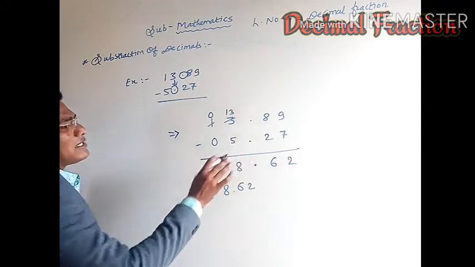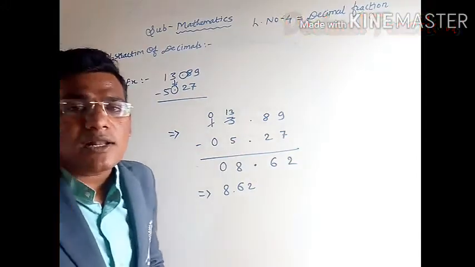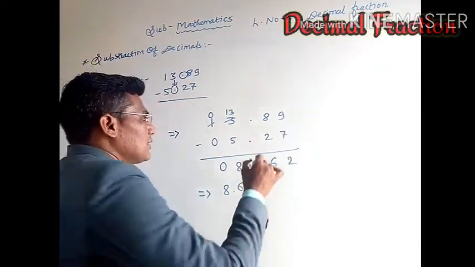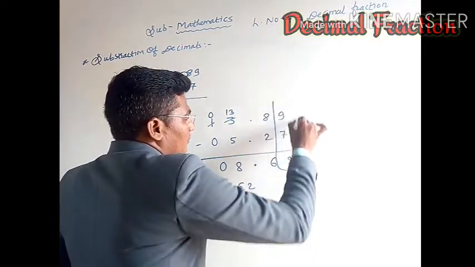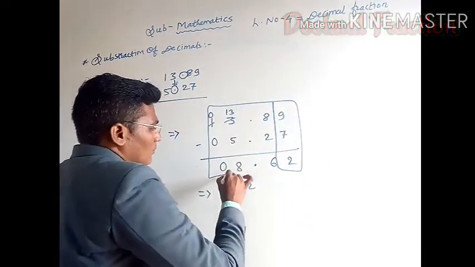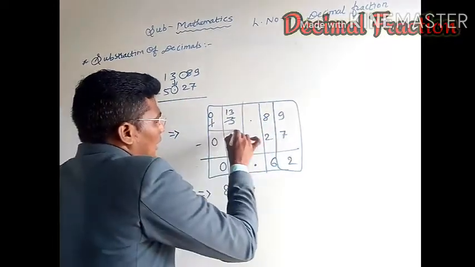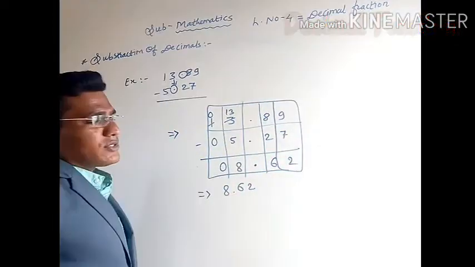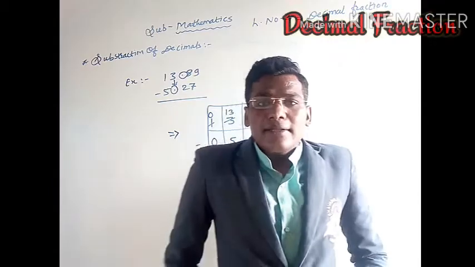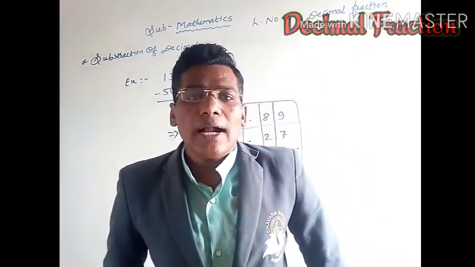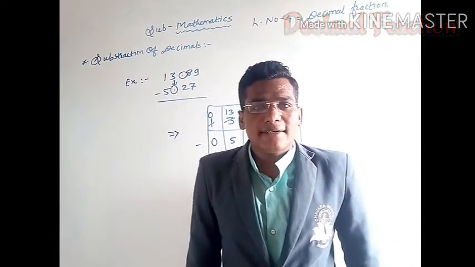This subtraction also we can solve by keeping boxes in it, and after keeping the boxes it is easy to solve the example. This is how we learn how to add decimal numbers and how to subtract decimal numbers.